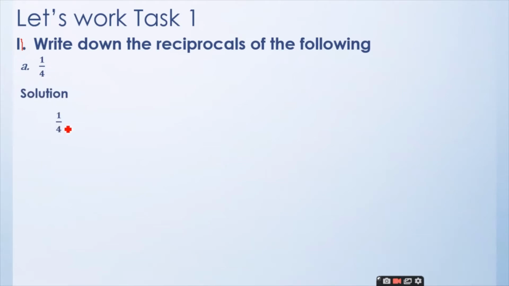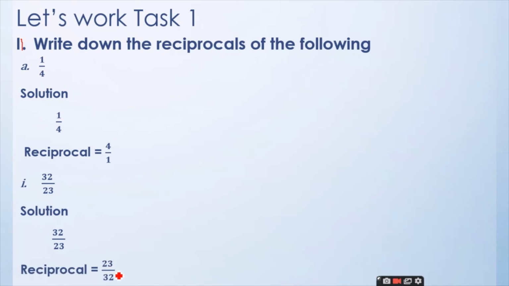Solution, write the question as it is and then write its reciprocal. In reciprocal, I have told you that the numerator changes into the denominator and the denominator changes into the numerator. We just change the place of the numerator and denominator. So 1 upon 4 changes into 4 upon 1. Part ii is 32 upon 23. And when we write its reciprocal, it will change into 23 upon 32.